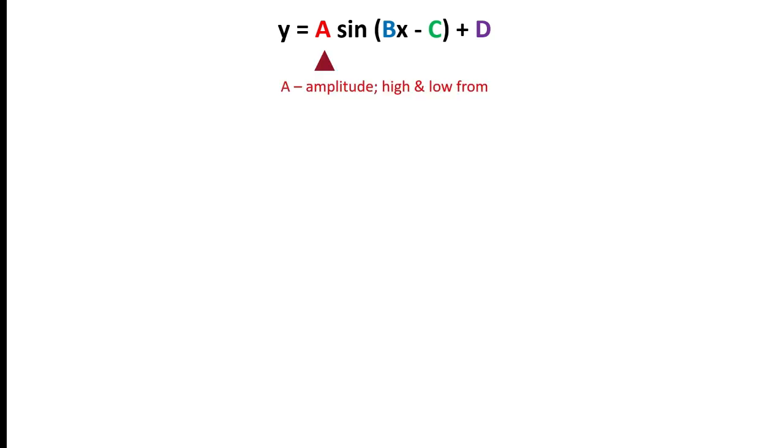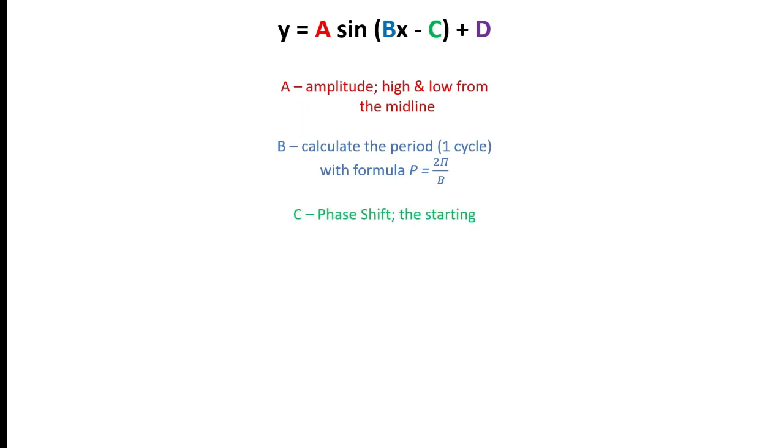A is your amplitude. That tells you how high and how low from the midline you will go on the graph. B is calculating the period, and a period is one cycle. So you would use the formula period equals 2 pi over the value of b to determine the period. C is the phase shift, and that will tell you the starting point from left to right. You can shift either to your left or to your right based on the number in C.